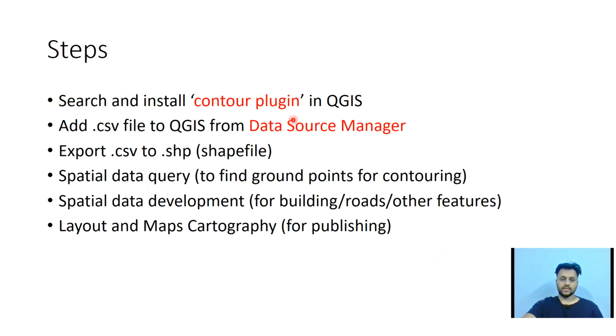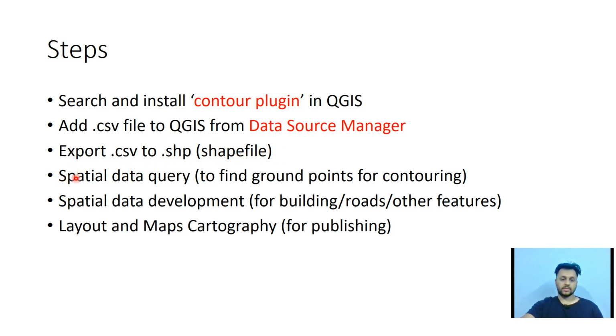Now let's talk about the steps that we will use in this process. First we will search for the contour plugin in QGIS and install it. Then we will add this CSV dataset to QGIS from the data source manager. Then we will export this CSV file to SHP, which is the shapefile vector format, because we cannot do spatial analysis in the CSV dataset. We will need to convert it into a shapefile.